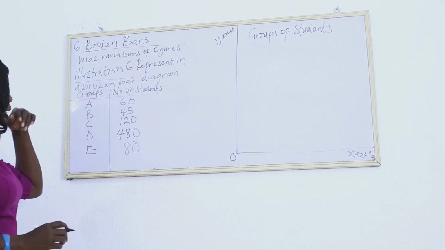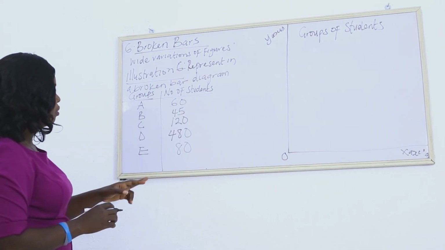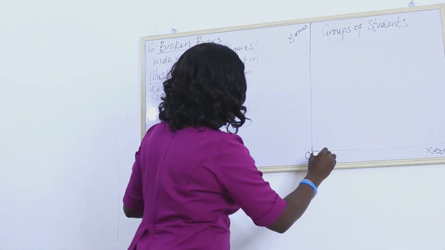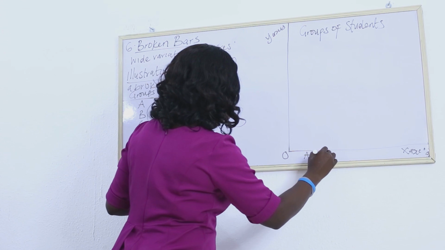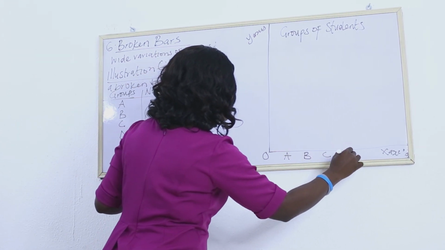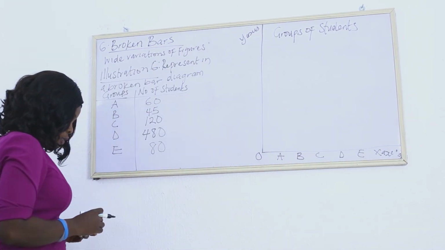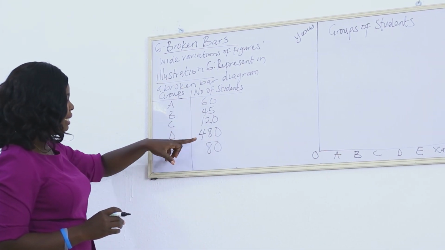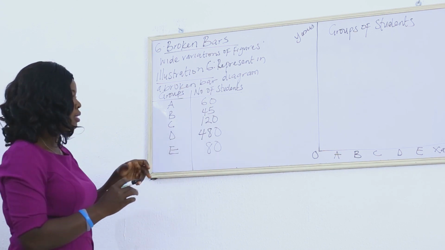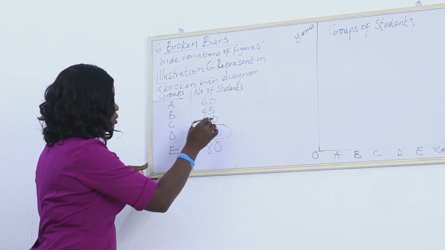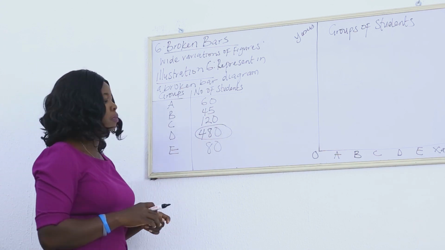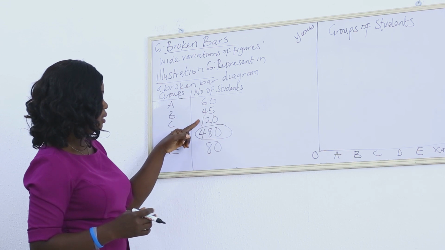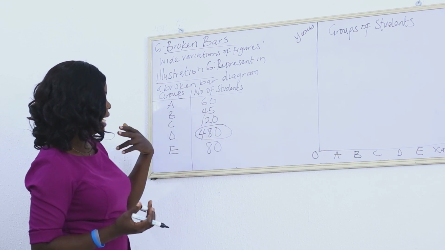Then looking at the numbers of students that we have, the first one, group A, is 60. So I come on the x axis and A, B, C, D. For the y axis now, the highest value I'm having is 480. So I'm going to circle it out, which is D. I'm not going to talk about it for now. Then the next available value that is bigger is 120. I have 45, I have 60.